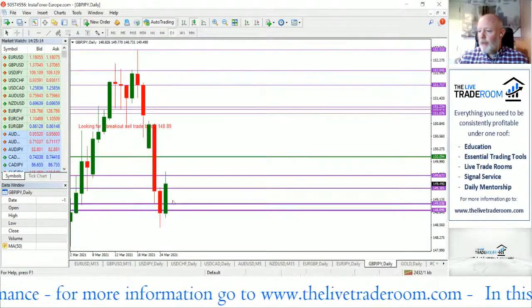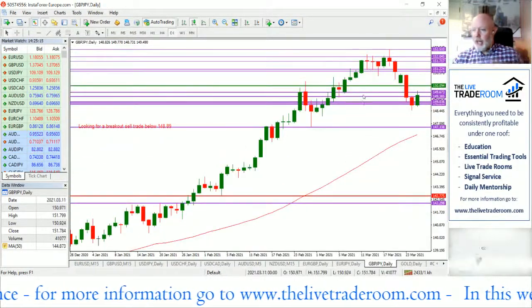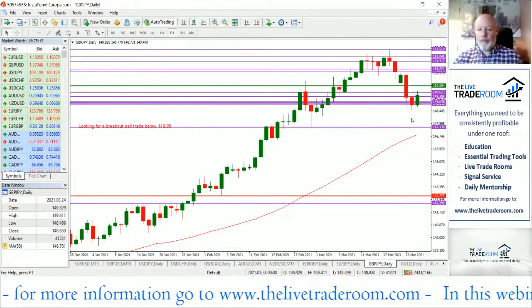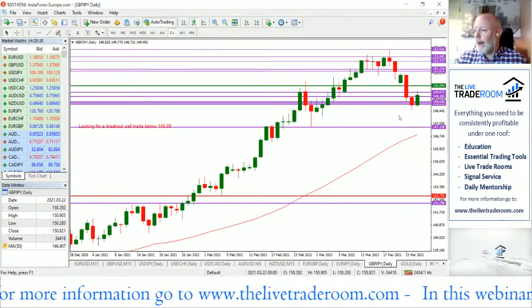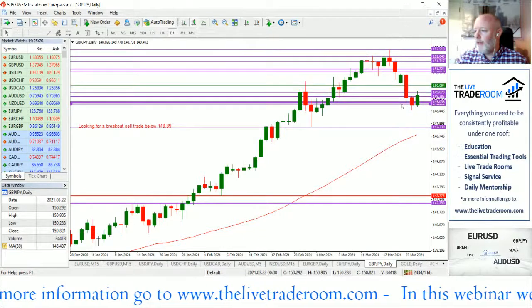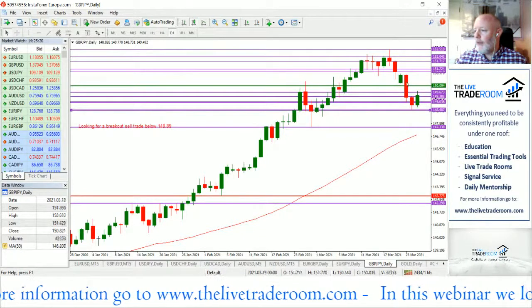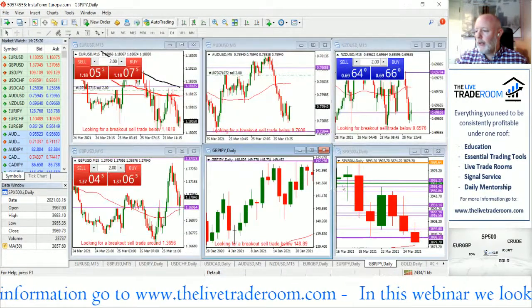So we're getting a bit of a retracement in price action in the pound yen, so a little bit of mild pound strength against the yen, so we didn't really get that little follow through opportunity lower.